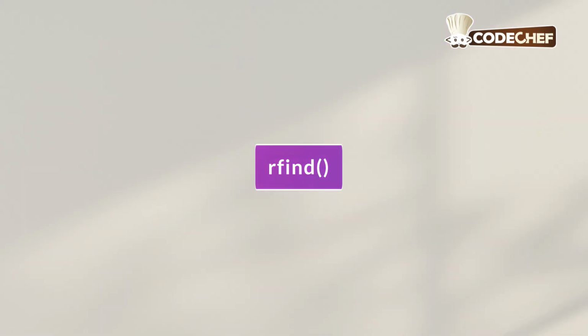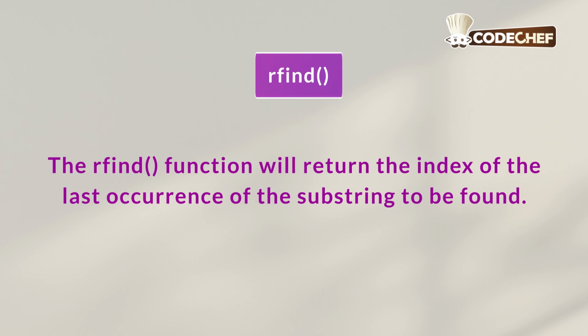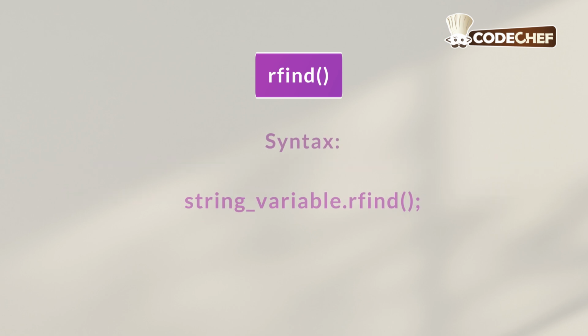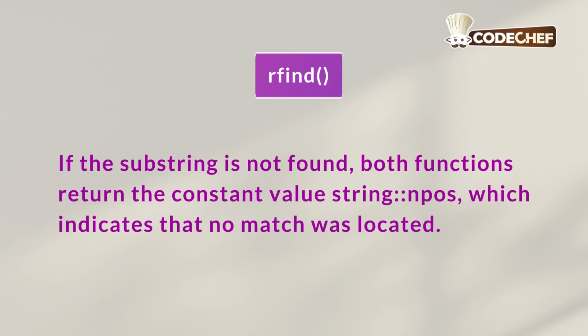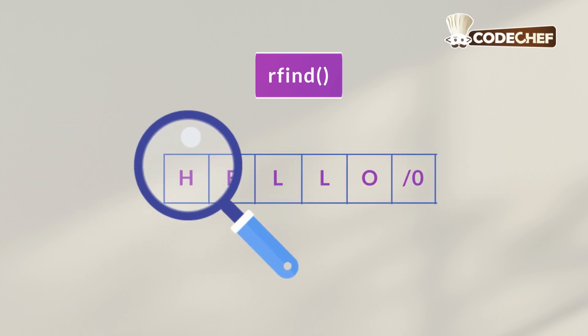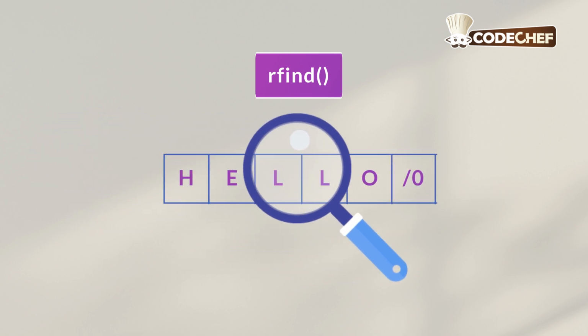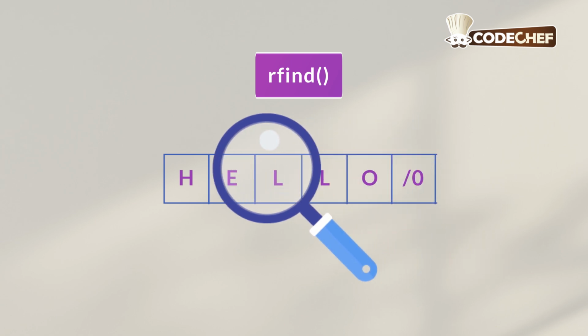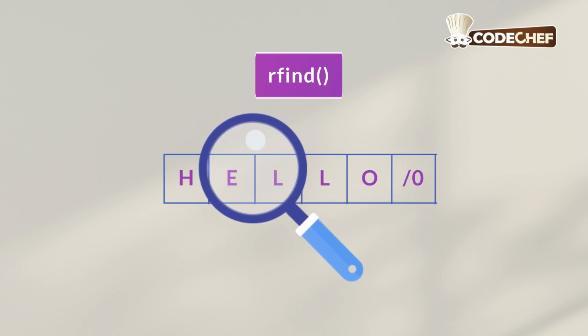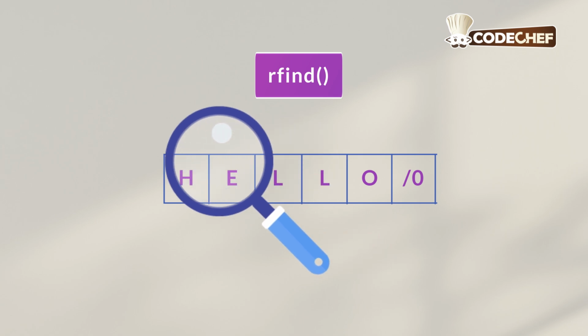The second method is rfind. The rfind function will return the index of the last occurrence of the substring to be found, and its syntax is string variable.rfind, braces and semicolon. If the substring is not found, both functions will return a constant value, that is string::npos, which indicates that no match was located. These functions are extremely useful when you need to search for keywords or characters within large pieces of text. Now let us go to the CodeChef platform to see how to find characters or substrings in C++.